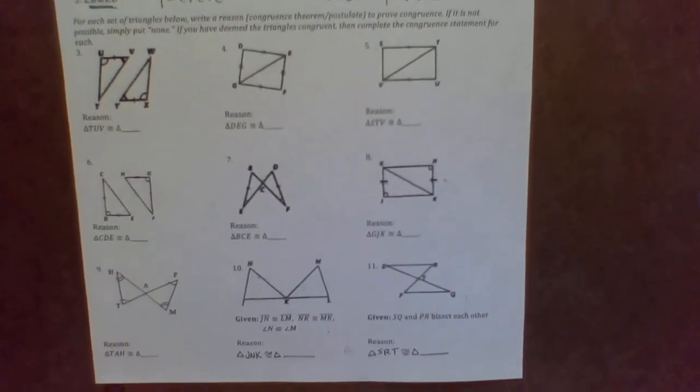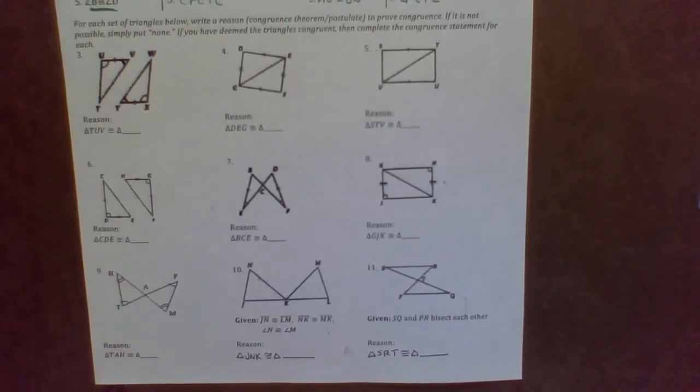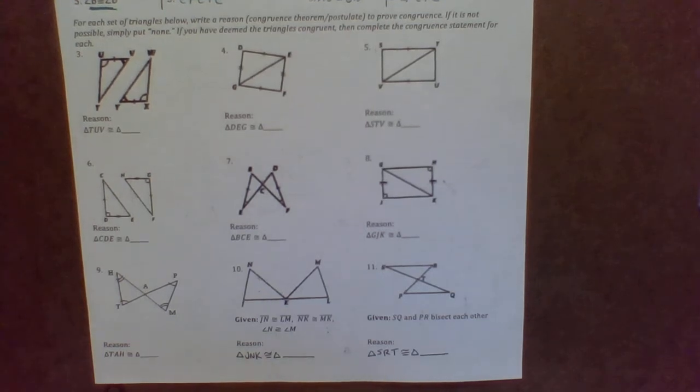For the problems at the bottom, it says for each set of triangles below, write a reason, which is just going to be your congruence theorem or postulate. So like the 5, SSS, SAS, etc. to prove triangle congruence. If it's not possible, simply put none. And I'm going to warn you, there are some that might be none. If you have deemed the triangles congruent, then complete the congruence statement for each.